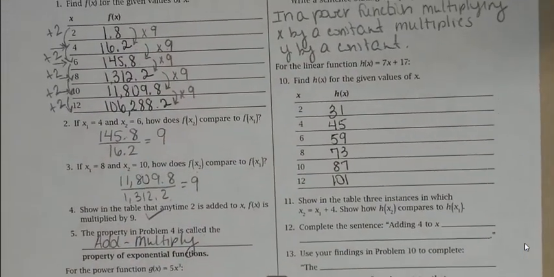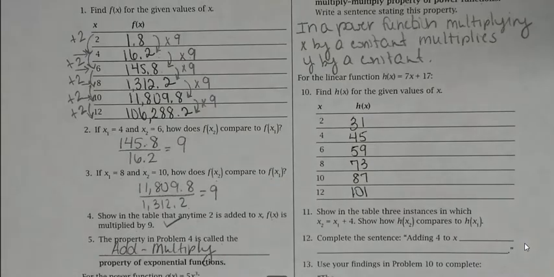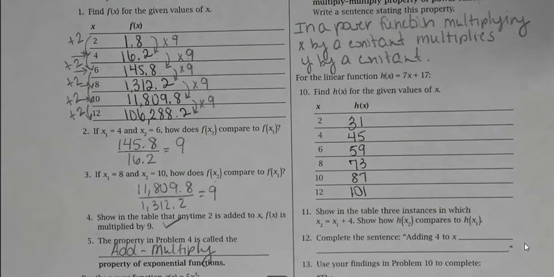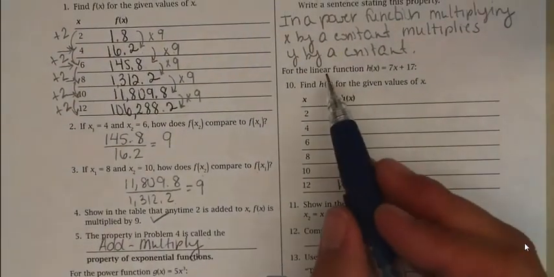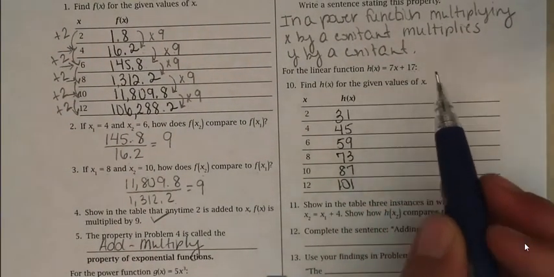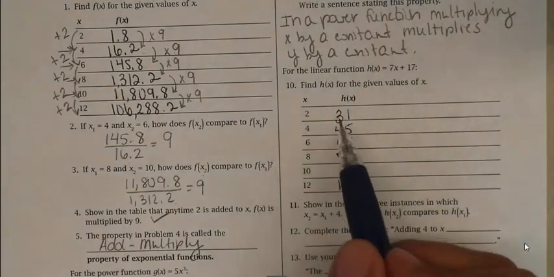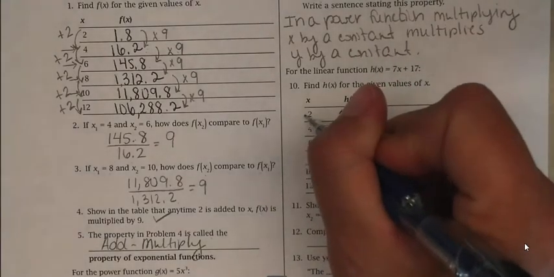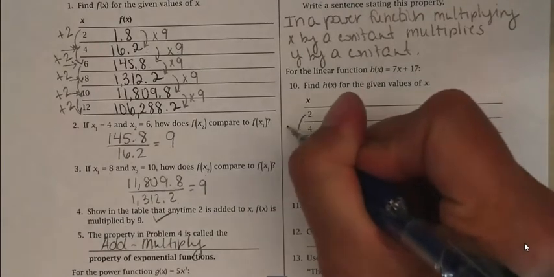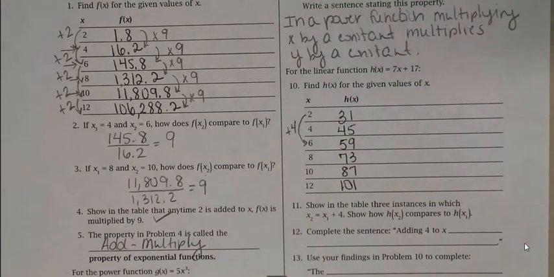Okay, moving on to a function that we're super familiar with because we've been working with it since grade school. We're working with a linear function now, 7x plus 17. I filled out all the values for you. Moving on to 11, show in the table 3 instances in which my second x, x2, is equal to x1 plus 4. If I take 2 and add 4, I get 6.